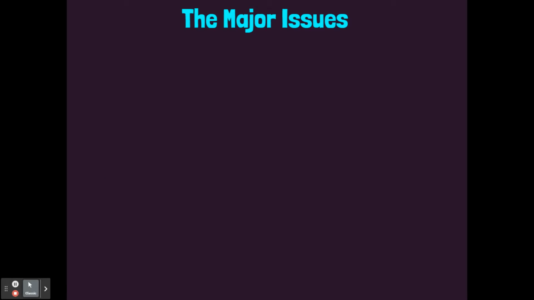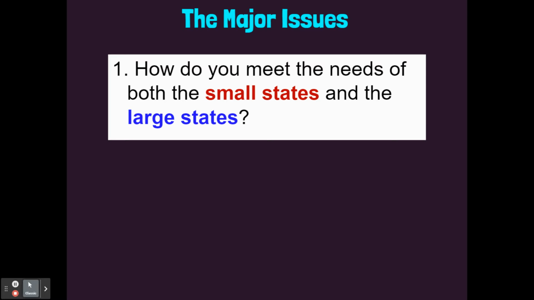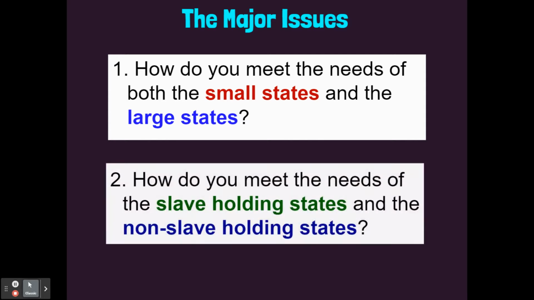So the major issues that we are going to see. Question number one is, how do you meet the needs of both small states and large states? Because we're going to find out very soon that small states and large states have a totally different view of how the government should look. Also, how do you meet the needs of slaveholding states and non-slave holding states? So once we figure out the small state, large state part, we will then have to deal with what about states that have slaves and states that don't have slaves?